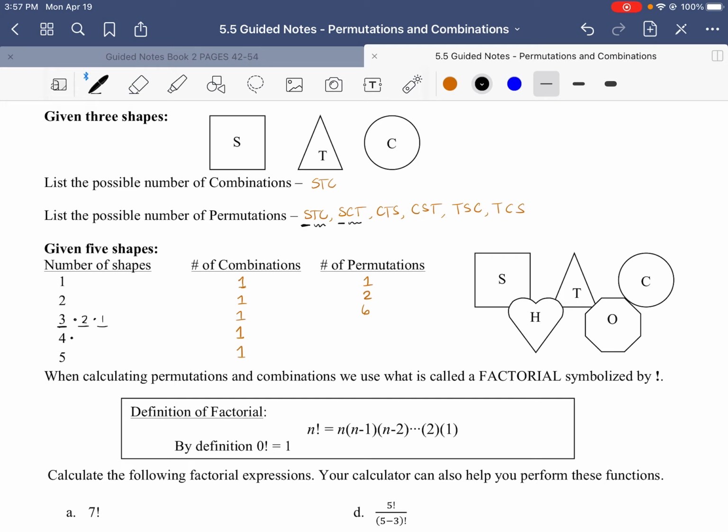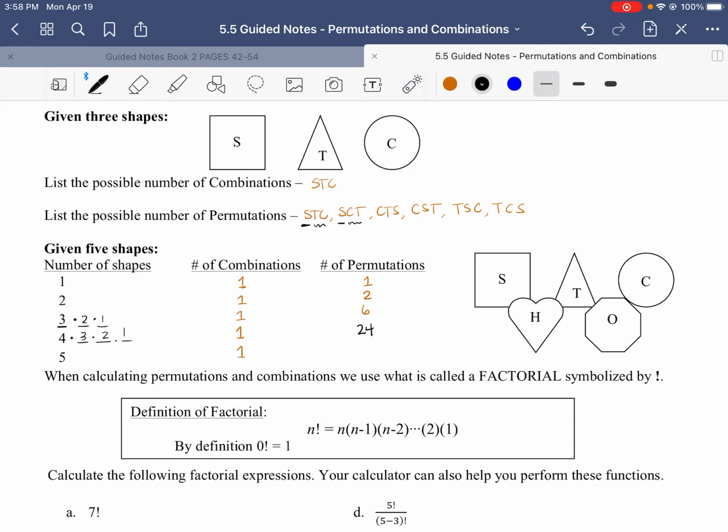Same thing happens if there's 4 shapes. We could start each permutation with a different shape, and then there would be 3 possible to go in that next spot, 2 possible to go in the next spot, and then that last one has to go in the last spot. So 4 times 3 is 12, times 2 is 24, so there's actually 24 permutations if we had 4 shapes.